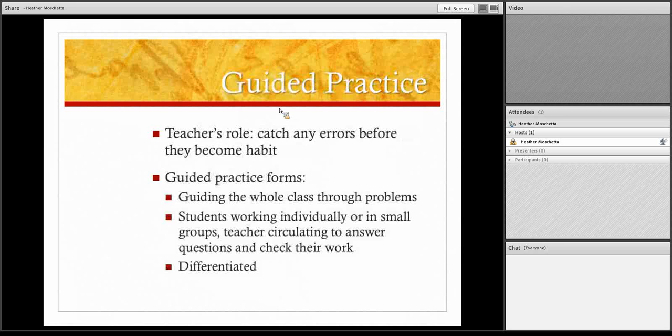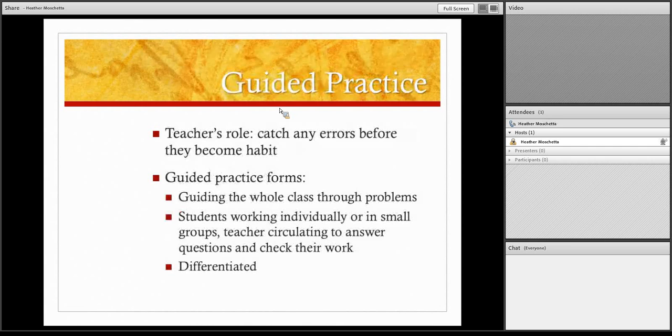Next comes guided practice, which is critical as the students begin to synthesize the content for themselves. Guided practice is so important because the teacher's role is to catch any errors that the students make before these errors become ingrained and therefore difficult to reverse. Guided practice can take on a couple of different forms.